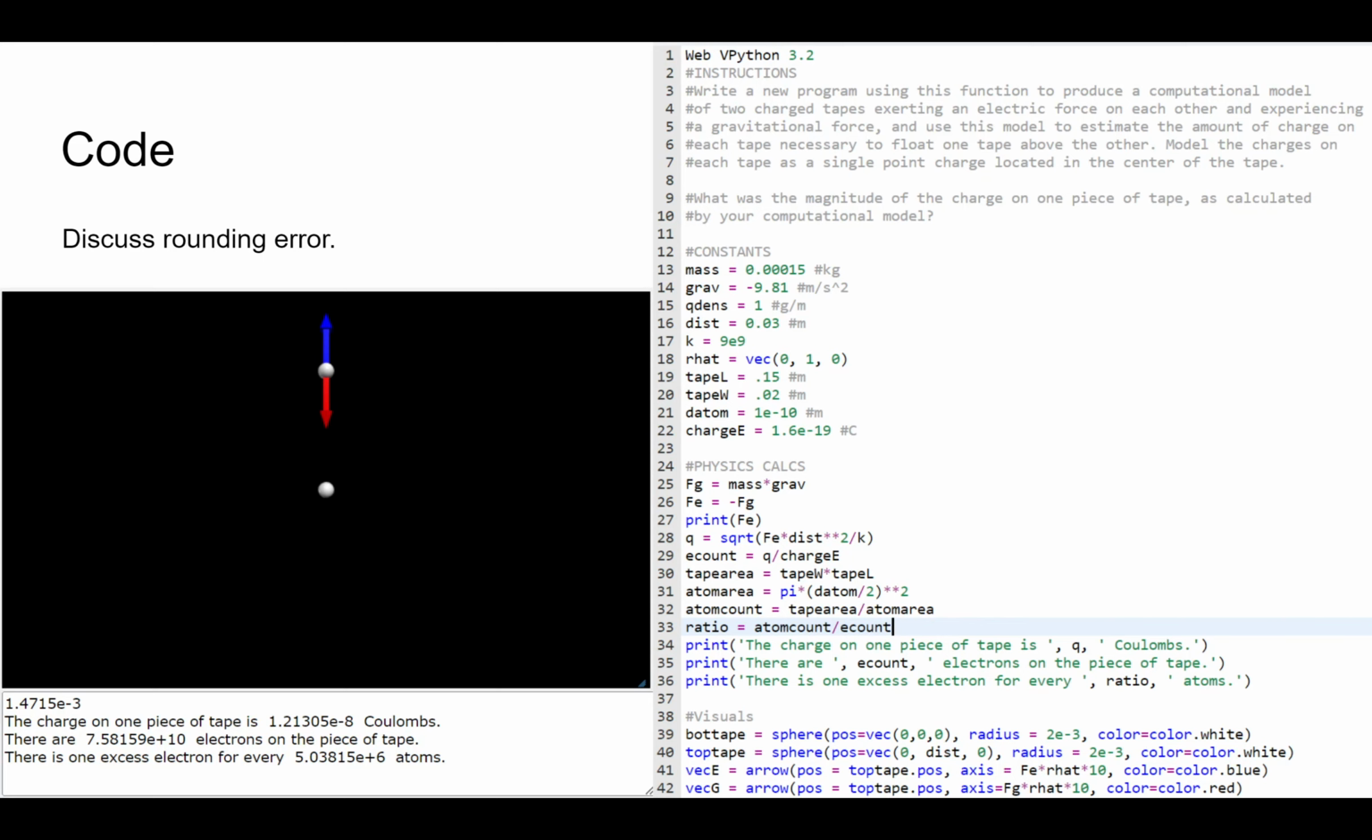Another difference between the physical model and the code model is there's less rounding error. I did some rounding in my initial calculations, but here it's all in the computer, so there's going to be much, much less rounding error. You can see the conclusions given by the code in the bottom left-hand corner.